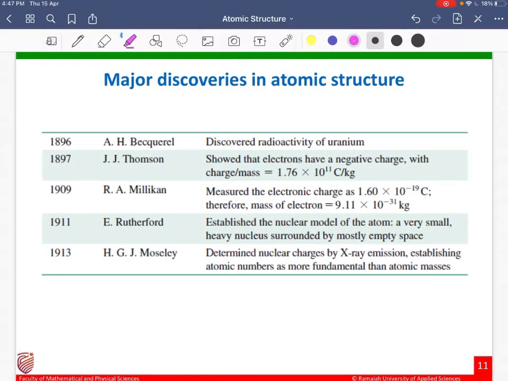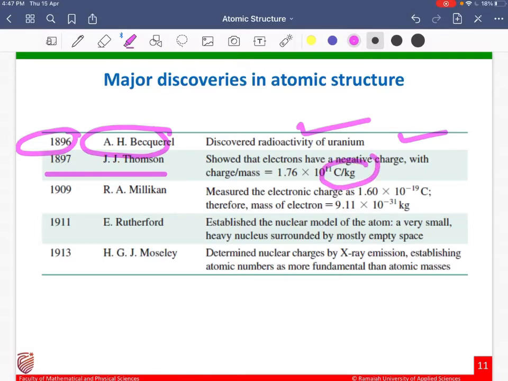So these are the major discoveries in atomic structure. In 1896, A.H. Becquerel discovered radioactivity of uranium. In 1897, J.J. Thomson showed electrons have negative charge with a charge to mass ratio of 1.76 × 10^11 C/kg, coulombs per kilogram.